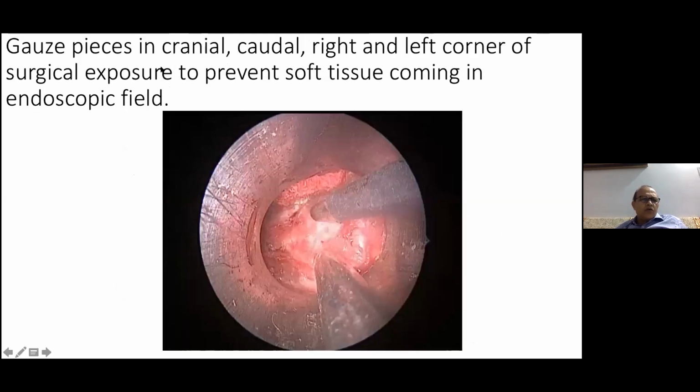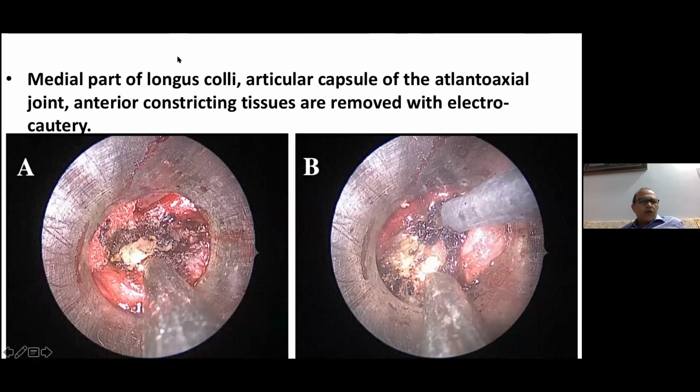One should use the Govt piece cranially, caudally, medially, and laterally. So this is a picture of breast endo, the earlier picture when we did not have EasyGo system. So Govt piece on one side, superiorly, inferiorly, medial, using an insulated monopolar cautery. You cauterize, detach the longus coli from C1 anterior arch, and also the medial part of the longus coli from both sides.